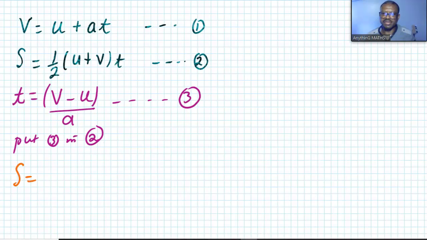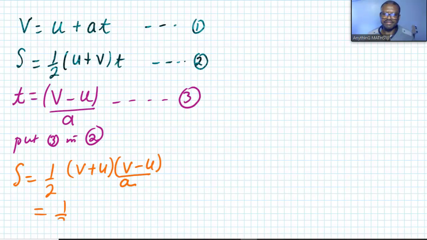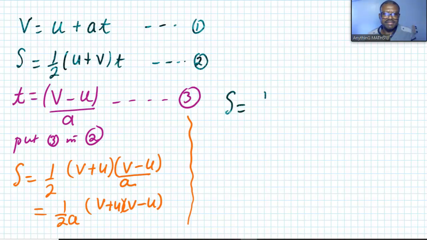And s becomes half into bracket v plus u. Instead of t, we put v minus u over a. And this becomes half a, v plus u, v minus u. And you can see that this is a difference of 2 squares, isn't it? It's a difference of 2 squares. So we can write this s as half a times v squared minus u squared, multiplied through by 2a.